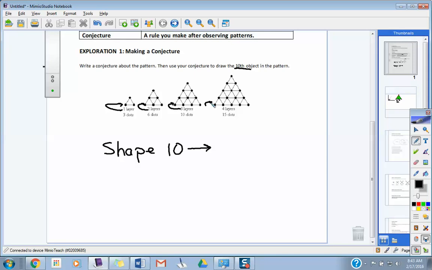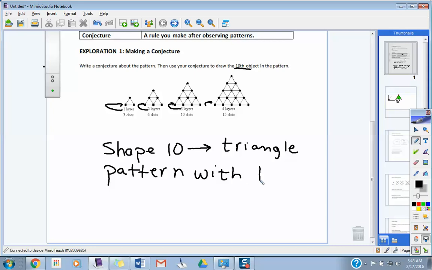There's one more than the shape number in the bottom row. So if I'm at shape 10, how many dots are you going to have in that bottom row of your pattern? 11. So you would draw the triangle pattern with how many dots on your base? 11. With 11 dots on the base.